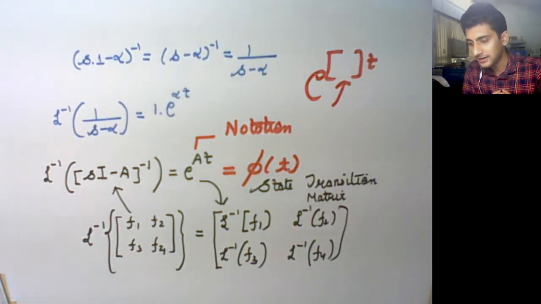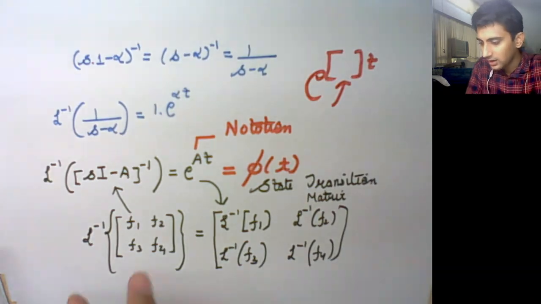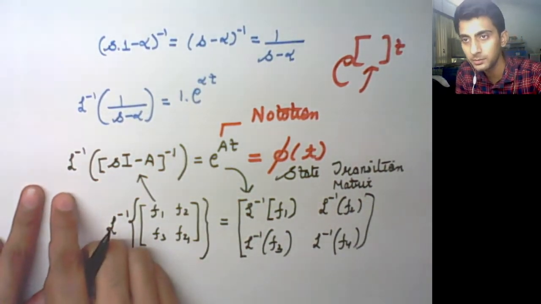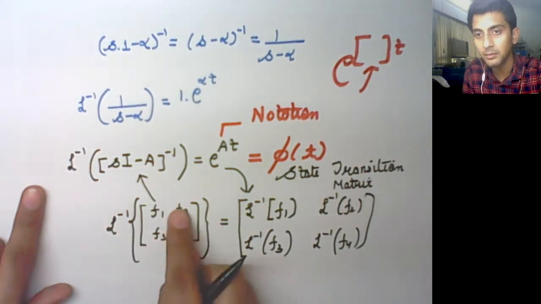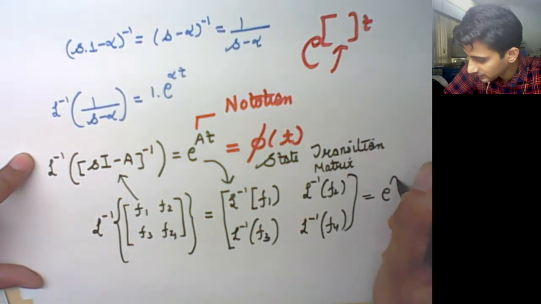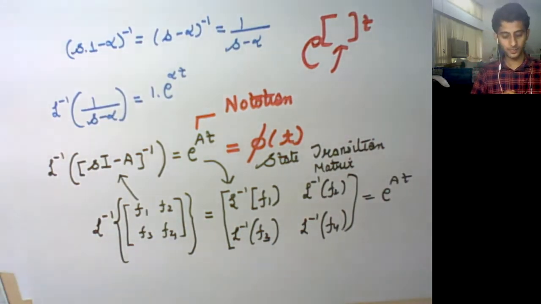Okay. And we got to know that if we have (SI minus A) inverse, then taking a Laplace inverse of it means you have a matrix, taking Laplace inverse of each element. And we represent it by e to the power At. Okay. This is how we write it.